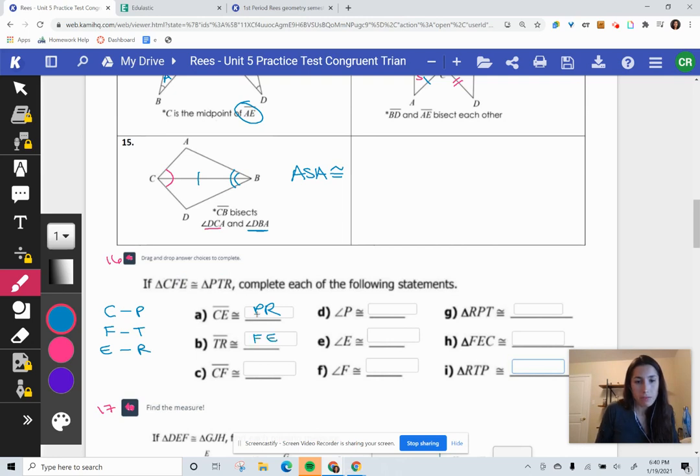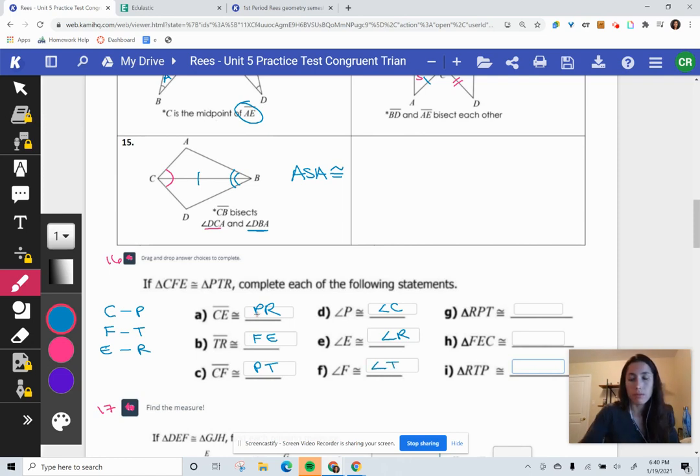We've got CF, that's first letter, second letter, that would be PT, first letter, second letter. Now we're going to match up angle P. Remember, angle P goes with C. Angle E goes with R. And then angle F goes with T.